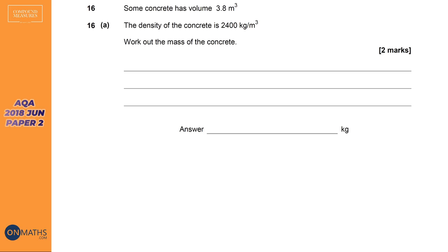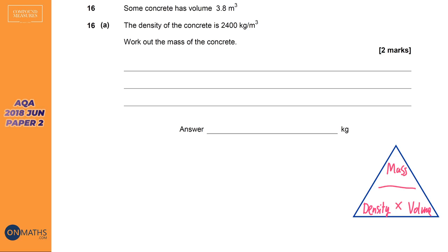Okay, now we have a bit of a change of pace with AQA, because this is actually a very simple question. All you need to know with this is the triangle. So let's draw the triangle out. And with density, you've got volume at the bottom, and you've got mass at the top.